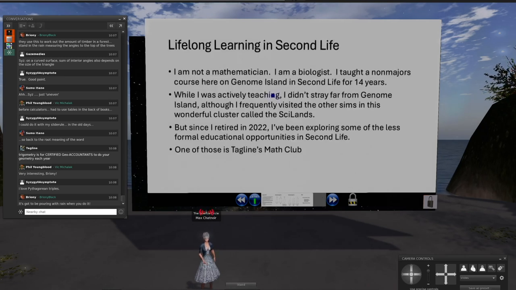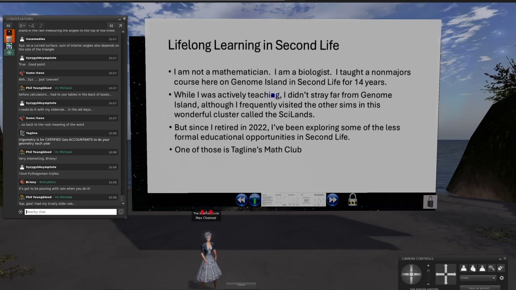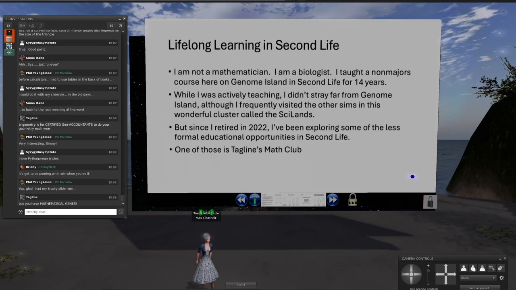So how did I get obsessed with triangles? Well, I am not a mathematician. I'm a biologist. I taught an honors majors course here on Genome Island for 14 years. And while I was teaching during that time, I did not stray very far from Genome. I visited the other SIMs that used to be in the Science Circle. There used to be a whole bunch of science-related islands around Genome, and so I would sometimes go over and see one of those. But most of the time, I stayed pretty close to home.